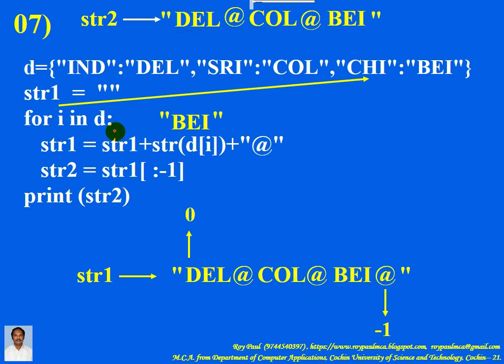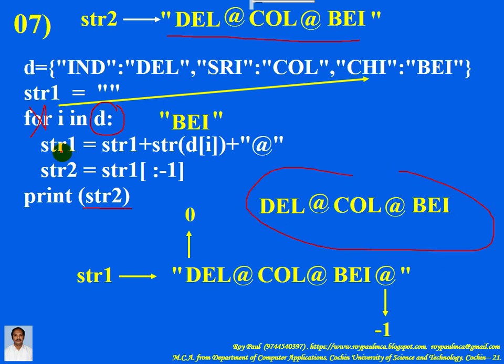Again, for I in D, no more items are there in dictionary D, so you exit from the for loop. Here str2 is printed. So this answer will appear in the monitor: DEL@COL@BEI. So this is the final output of this program.